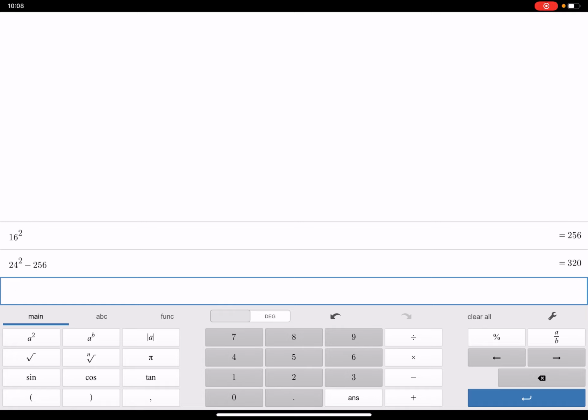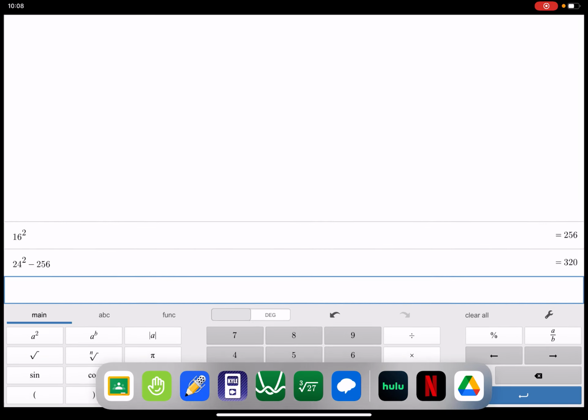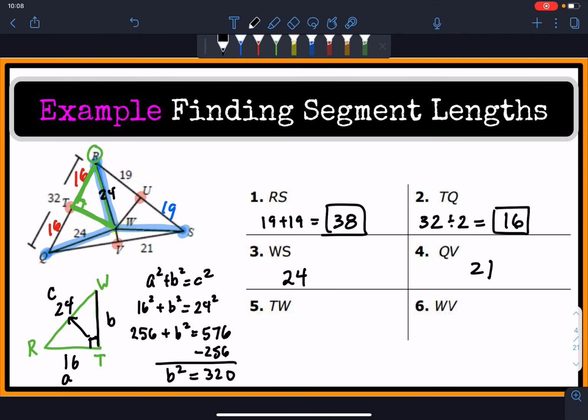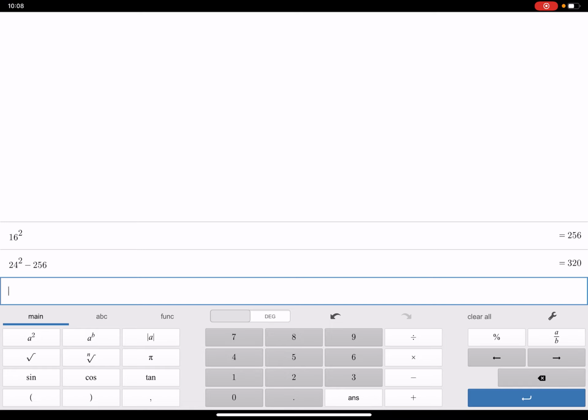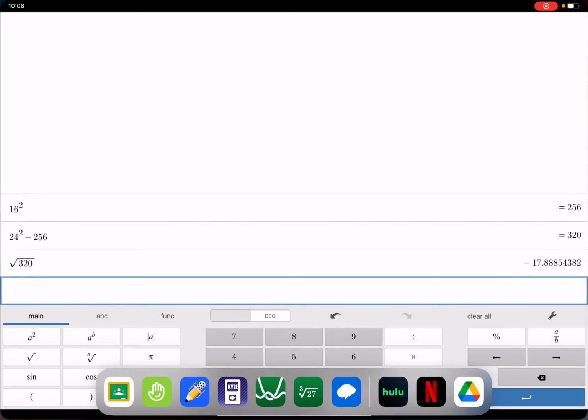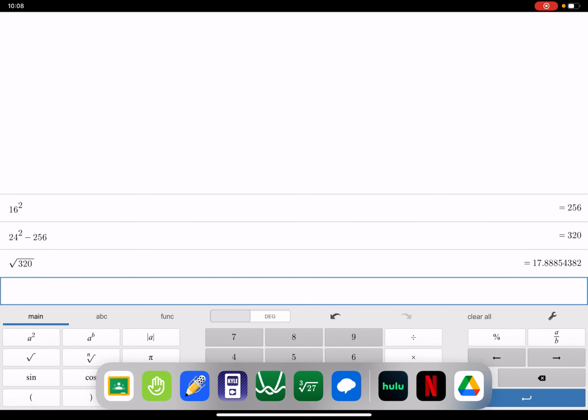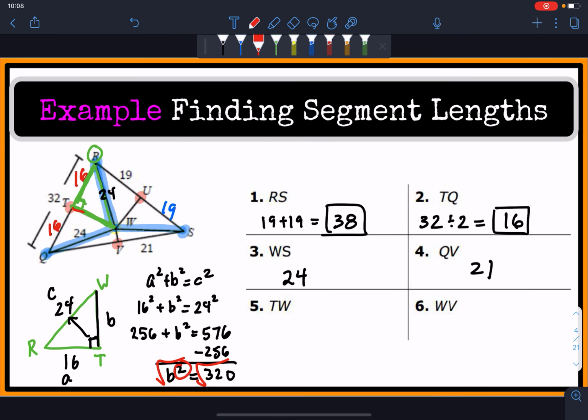So you see 320. Now, however, B is being raised to the second power. So B squared is equal to 320. So what I need to do is take the square root of that so I can cancel out, again, this square. So taking the square root of that, that's going to give me more than likely some irrational number, and it does. It equals 17.8. The distance from T to W is going to be 17.8. So this distance right here, let me put it in black now. This distance right here is going to be 17.8.